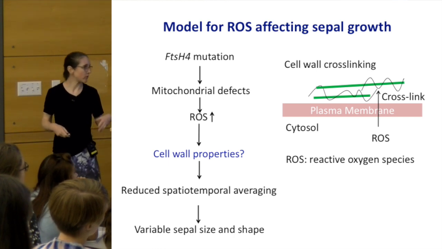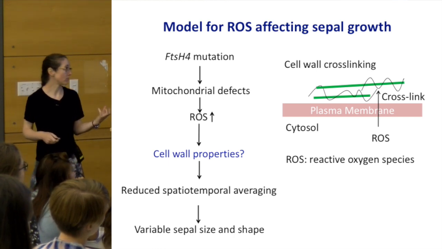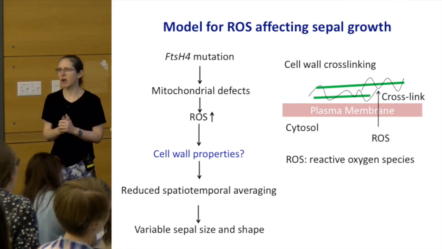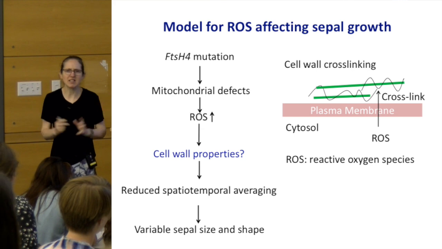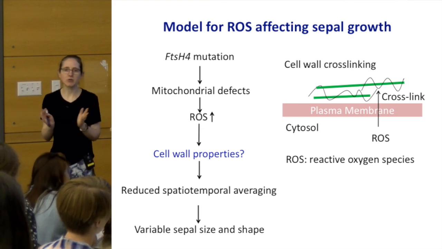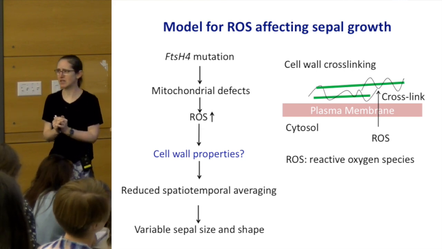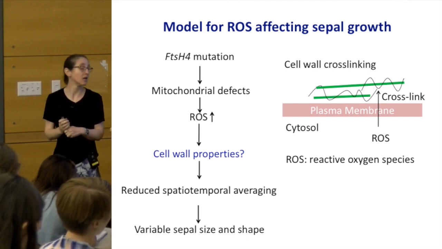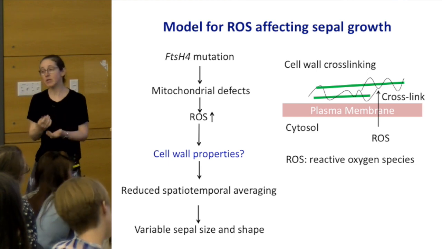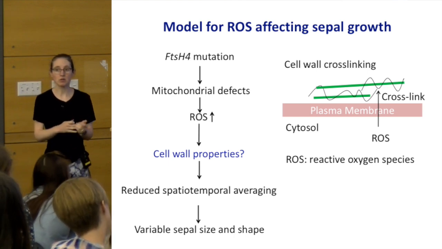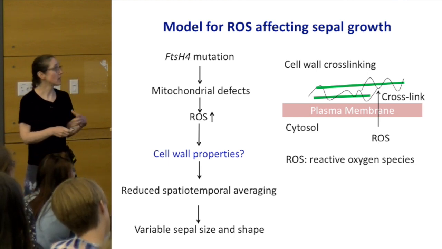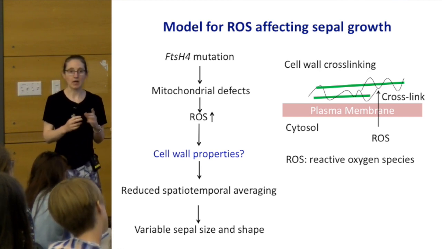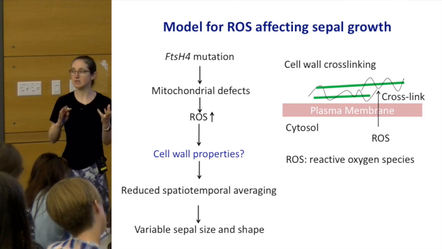Okay, so what might reactive oxygen species be doing? And the thing is, reactive oxygen species do everything. They're like the plant hormone auxin. It does everything. Well, so do reactive oxygen species. So it's a little hard to pin it down. And this is actually a huge area for future research if we want to do this. But one thing we were thinking about is that reactive oxygen species are known to cross-link cell wall proteins and polymers. And cross-linking the cell wall would make the cell wall stiffer.